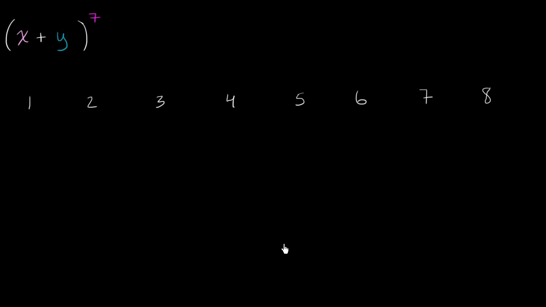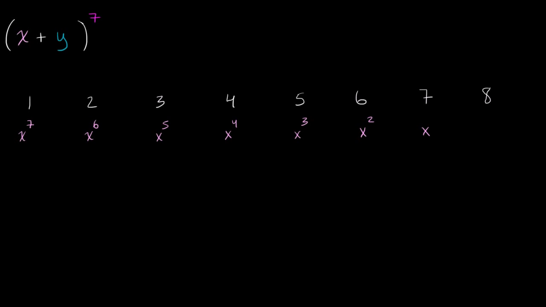Now let's write out the actual x's and y's. So the first term we're going to start with x to the 7th power. Then each term after that, the power on the x goes down by 1. So you go x to the 6th, x to the 5th, x to the 4th, x to the 3rd, x squared, x to the 1st, which we could just write as x, and this is going to be x to the 0, which is just going to be 1.